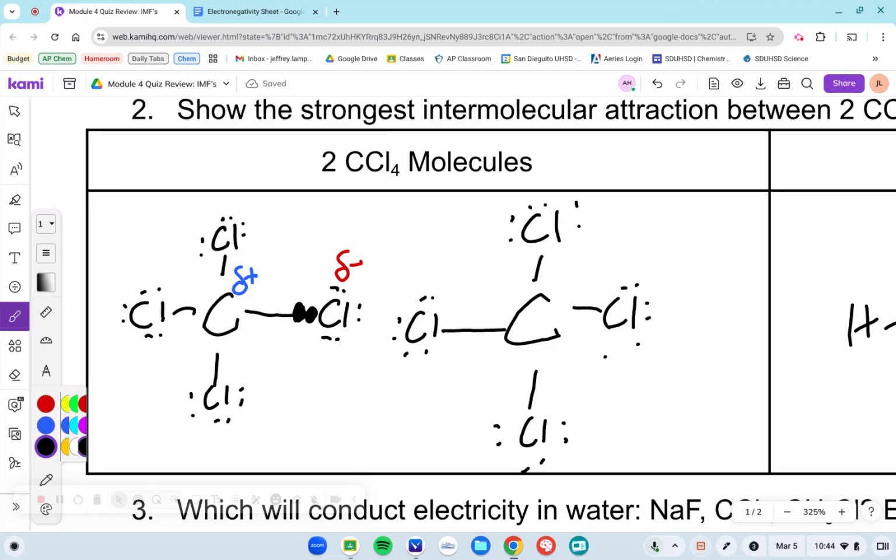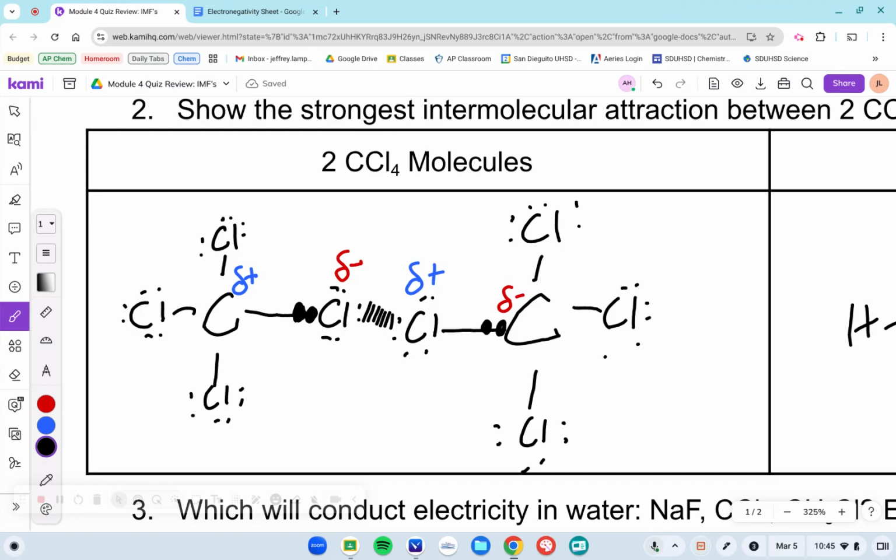And then in the other bond, I can show the same thing. I can show how the electrons move. So if they're way on the right side of that bond, we're going to have a partial negative on the C and a partial positive on the Cl. So then, because I have an attraction between positive and negative, I can show that attraction.